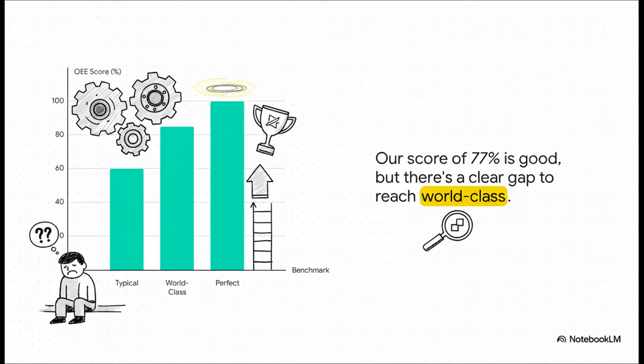Look, a perfect 100% OEE score, that's the dream, the theoretical maximum. It's almost never actually achieved in the real world. Now, the truly world-class manufacturers, they're consistently hitting around 85%. But here's the kicker. The score for a typical manufacturer is often hovering down around 60%. So that 77% we calculated, hey, that's actually not too shabby. But it also shows us there's a very clear gap between pretty good and world-class.